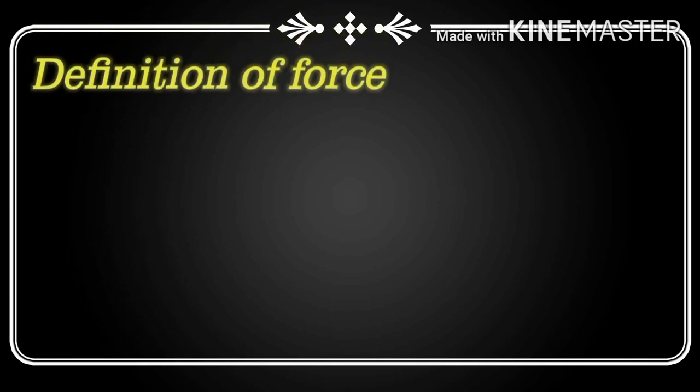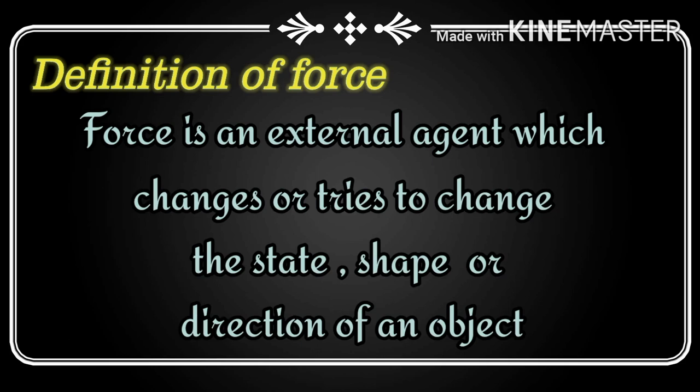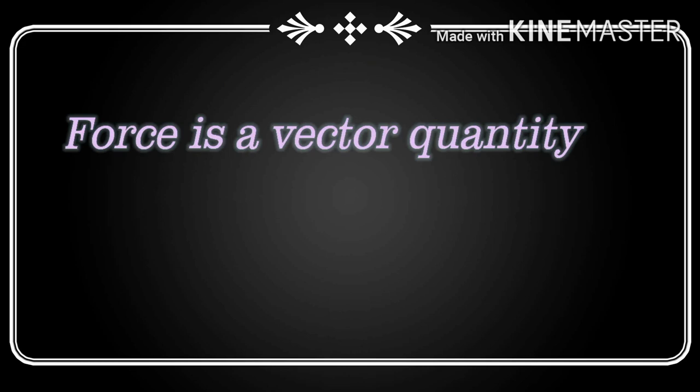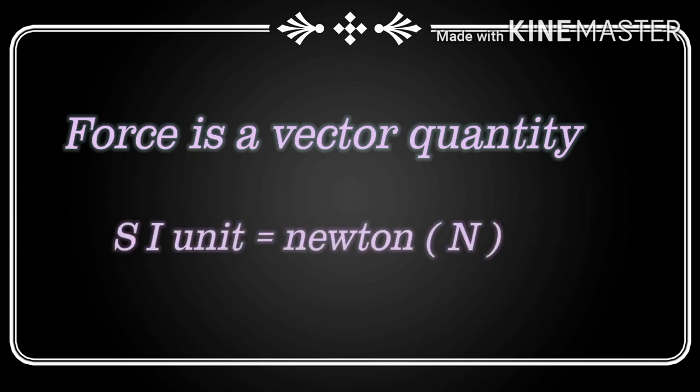By all these examples, we can define the force like this. Force is an external agent which can change or tries to change the state, shape or direction of an object. Try to learn a few more points about this. Force is a vector quantity. Vector quantity means that it has both direction and magnitude. Yes, force is a vector quantity. And we measure the force in terms of newtons. Newton is the SI unit of force.